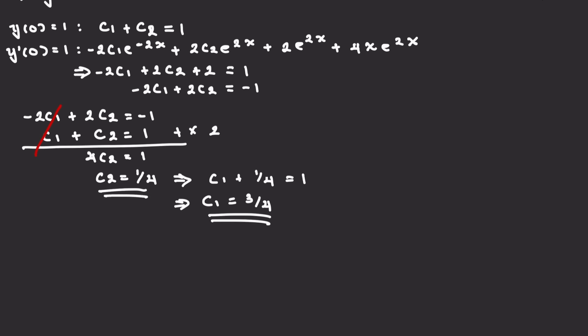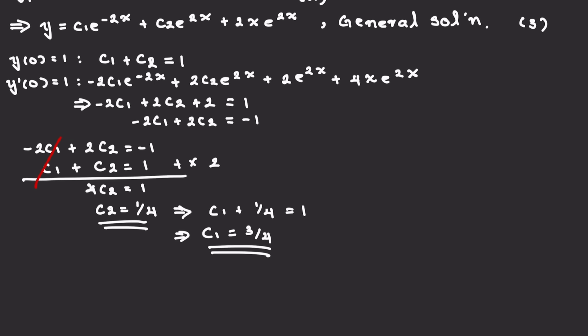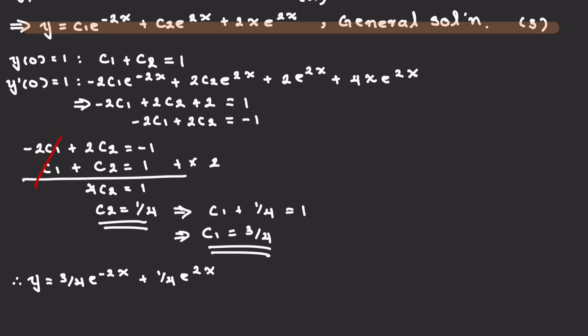We just need to plug them back into our general solution, which is right here, our third equation. And so we'll have our final answer here as y equals C1 times 3/4 e to the negative 2x, plus C2 times 1/4 e to the 2x, plus 2x e to the 2x. And this is what we call our particular solution, as you all may know from the previous videos.